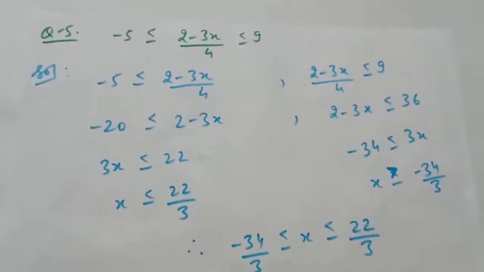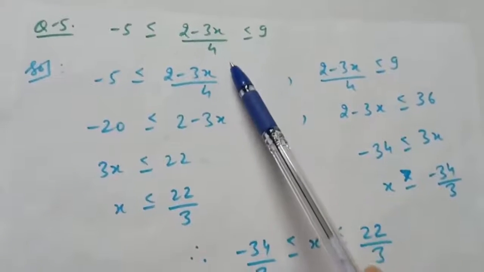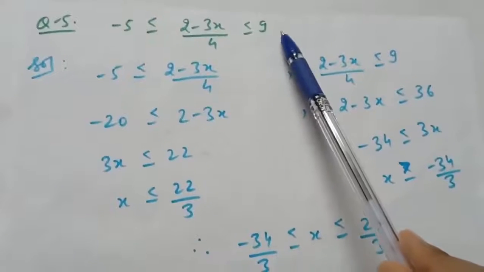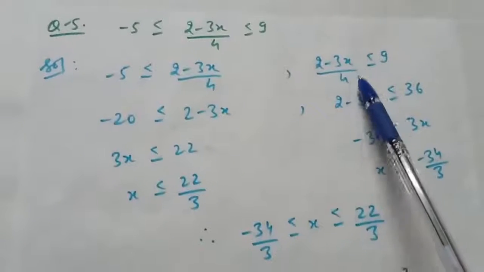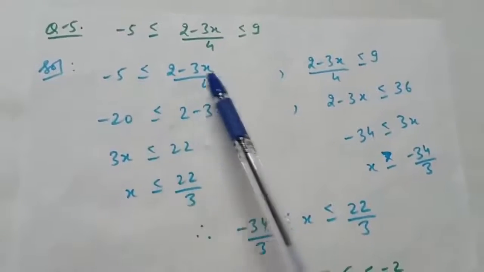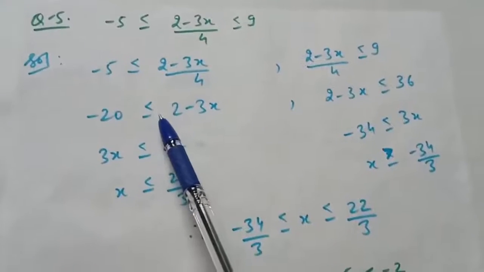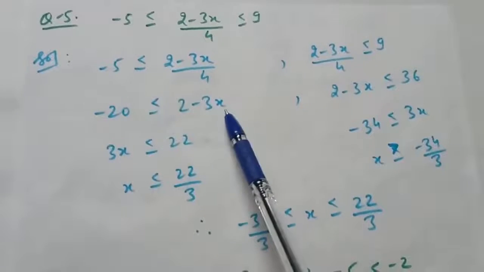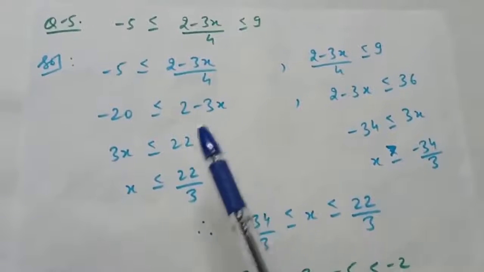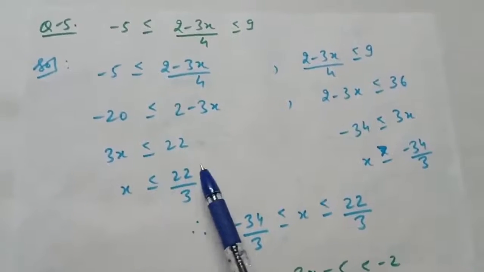Question number 5: -5 ≤ (2 - 3x)/4 ≤ 9. So first of all, separating them. Now multiply both the sides with 4, because 4 is a positive number, the sign of the inequality will not change. So -20 ≤ 2 - 3x, and when you solve it, you will get the final answer as x ≤ 22/3.